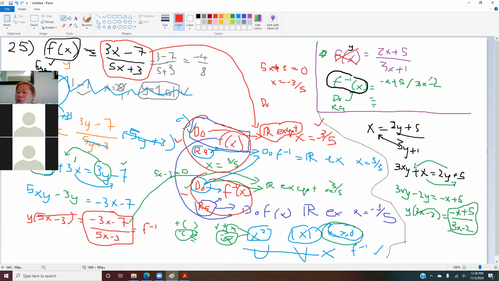So for the domain, you just take the denominator and set it equal to 0. So your answer in this case is all real numbers except x equals 2/3.